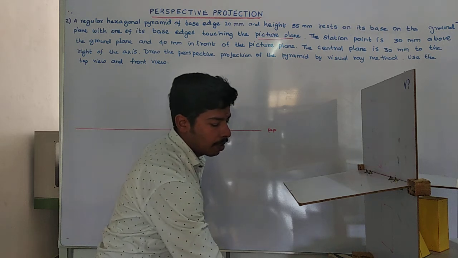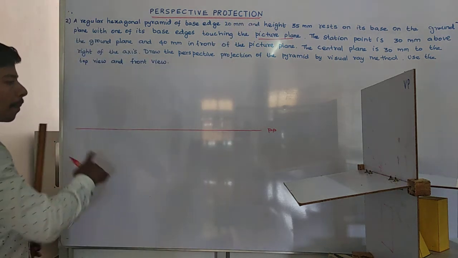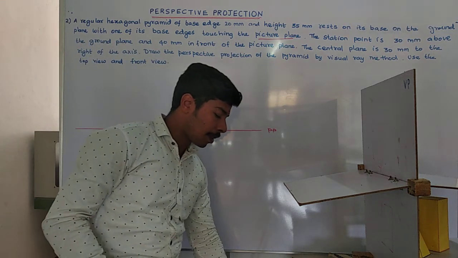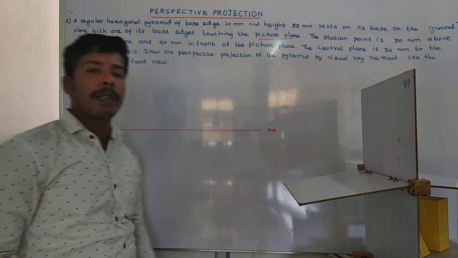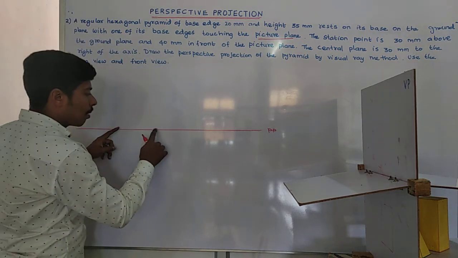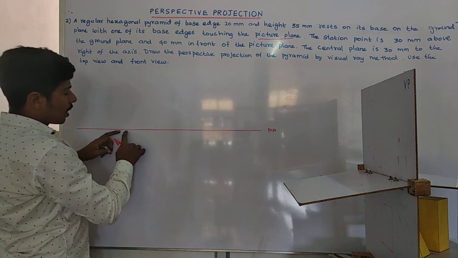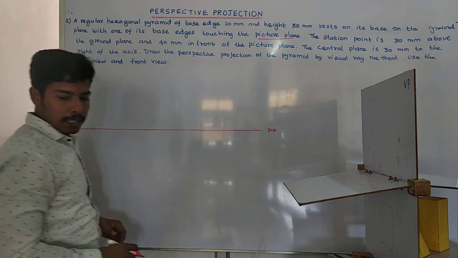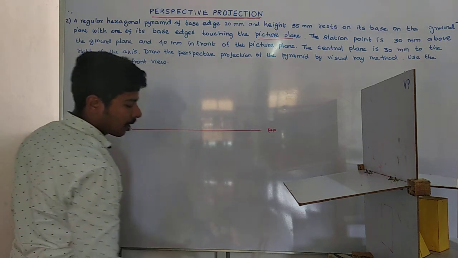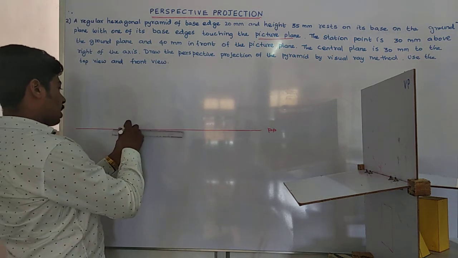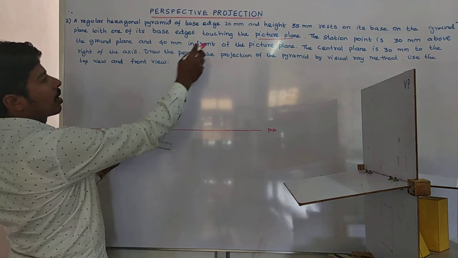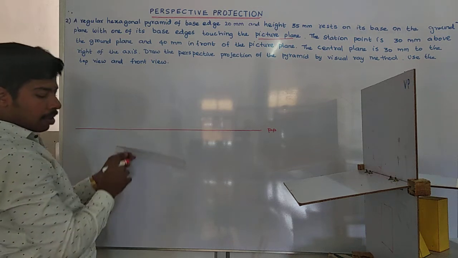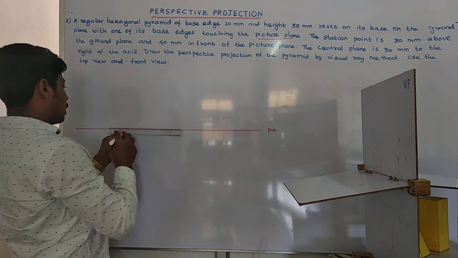First we have to draw the picture plane, the PP line. Then one of the base edges of the hexagonal pyramid is touching the picture plane, not behind anything. So we have to draw one hexagon first. For that, first draw one line. What is the distance? 20 mm. Draw a 20 mm line.